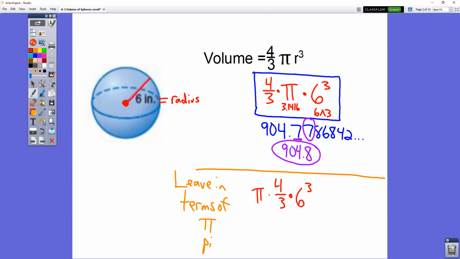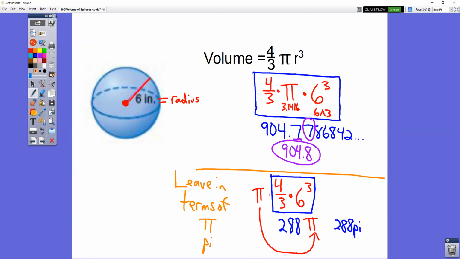I'm just going to stick my pi symbol here at the beginning, because what I'm going to do is just stick my pi symbol at the end of my answer. The only thing that you type into the calculator is 4/3 times 6 to the third power. When you do that, you get 288. So you get 288 pi. Remember, when you go to type it into Classkick, you're going to do 288 and then just the word pi after it. No spaces in between the 8 and the p.